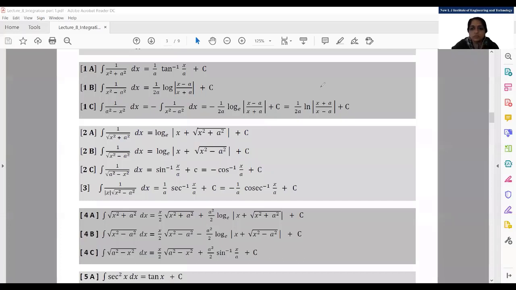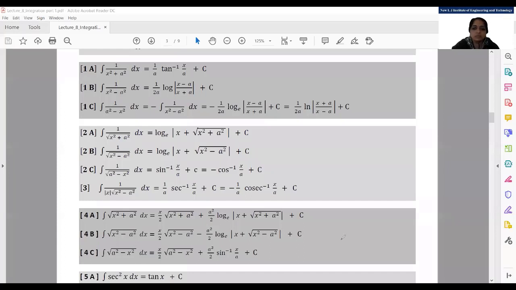Okay, so the next formula here, 4b, that is integration of under root x square minus a square dx is x by 2 under root x square minus a square minus a square by 2 log x plus under root x square minus a square.